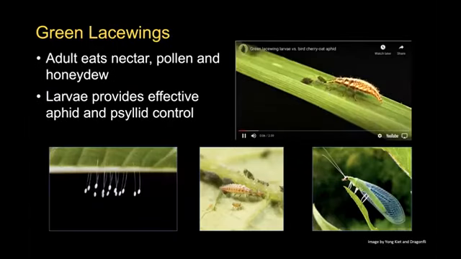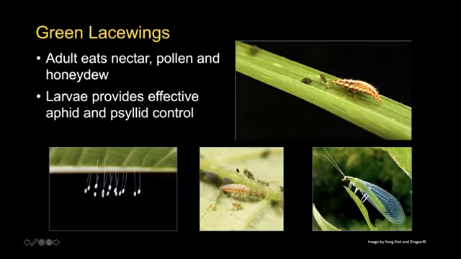Then we have green lacewing. This particular bug is very interesting because the adult that you see in the picture on the right down corner, they do not provide any control. Instead, they feed on nectars, pollen, or honeydew. But their larvae, which you are seeing in the video, do the job.